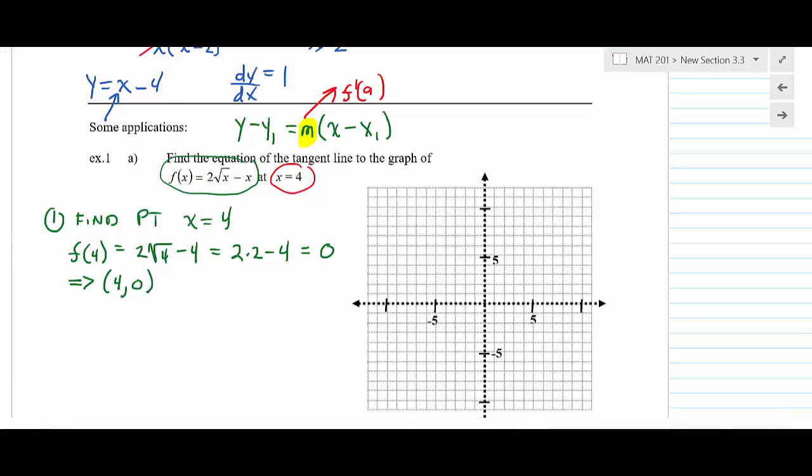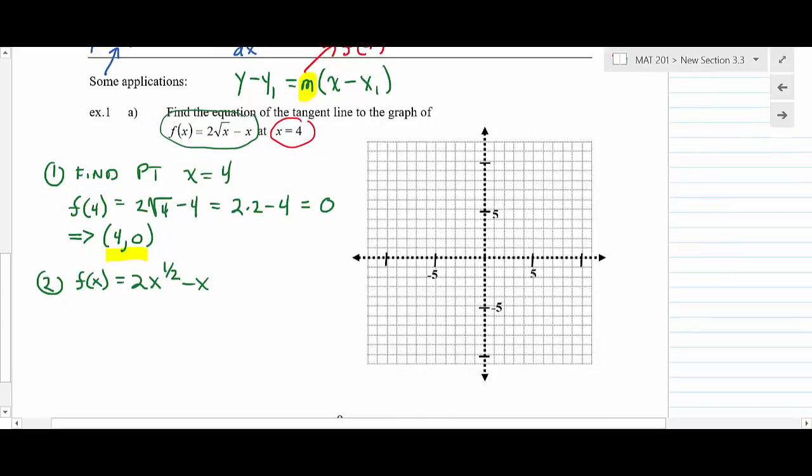Okay, so that's the first thing you've got to do, make sure that you have your point. So we've got that. Second thing you want to do is the derivative, because you've got to find the slope of the tangent line, m, by doing the derivative. So let's look at f of x. Let's write that as 2x to the 1/2 minus x. Now we have to go ahead and do the derivative on that. Everybody okay so far?